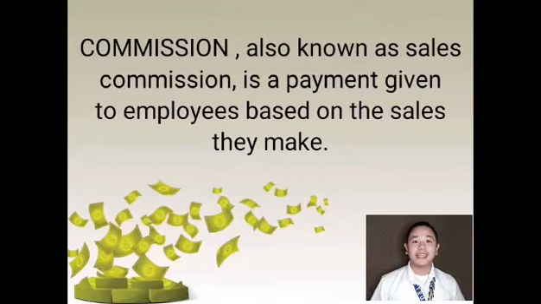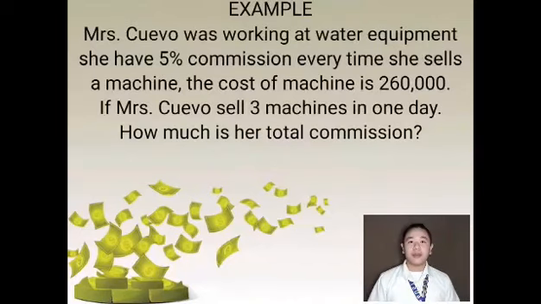Next is commission. Commission, also known as sales commission, is a payment given to employees based on the sales they make. Miss Cuevo was working at Water Equipment. She has a 5% commission every time she sells a machine. The cost of a machine is 260,000. If Miss Cuevo sells 3 machines in one day, how much is her commission?